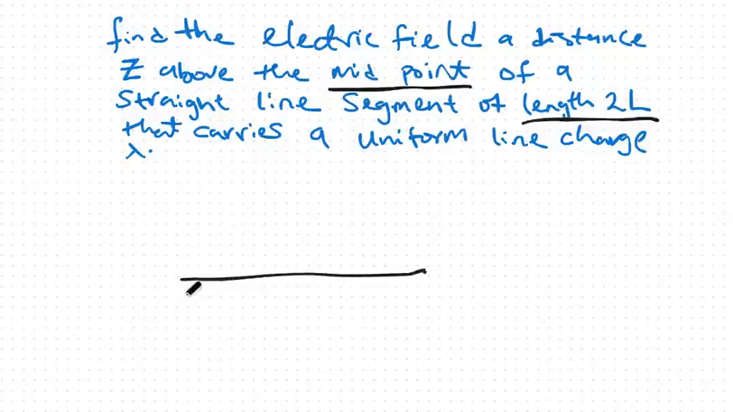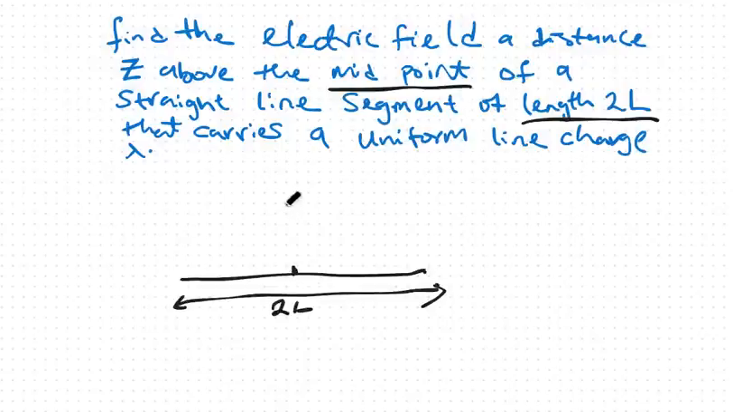So the distance from here to this point is 2l, right? And let's assume here is the midpoint, and we're asked to find the electric field at the distance z above the midpoint. Let's assume this is the distance z, and here is the point where the test charge is.